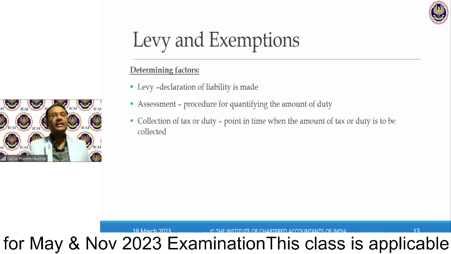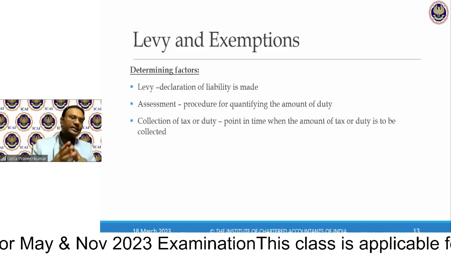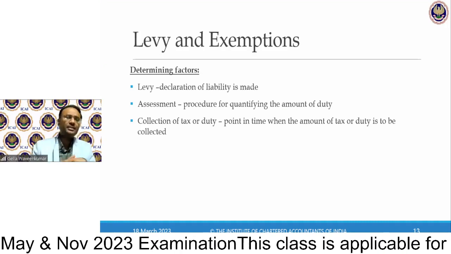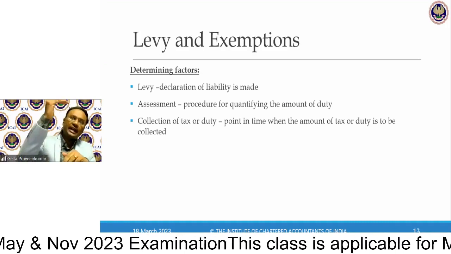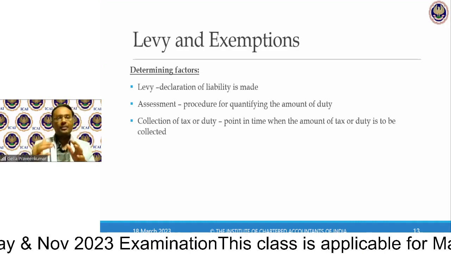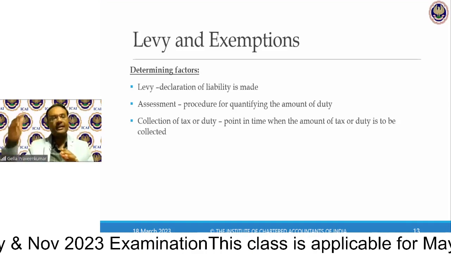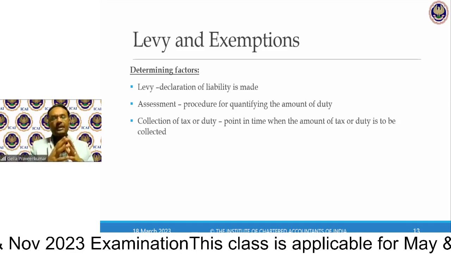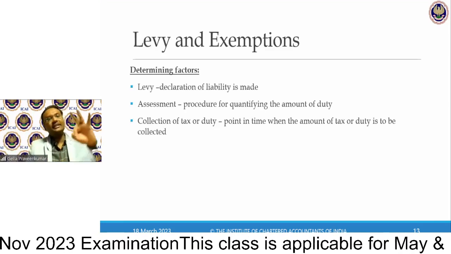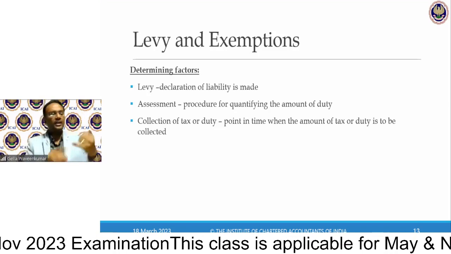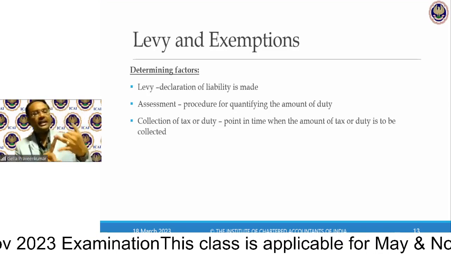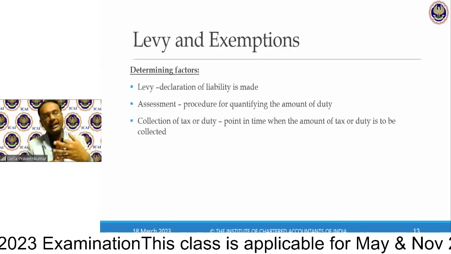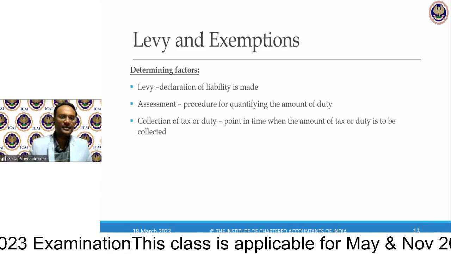Collection of tax or duty. This is a point where I refer to section 15. If you remember example A, where I said I have imported the goods at one point in time, I have put them into warehouse. After a point in time, I have cleared the goods. So determining the time when I have to pay my customs duty. So these are the three elements generally we have to keep in mind. What is a levy? If levy is triggered, what is the assessment or what is the tax I have to pay? Finally, what point in time I have to pay the customs duty.